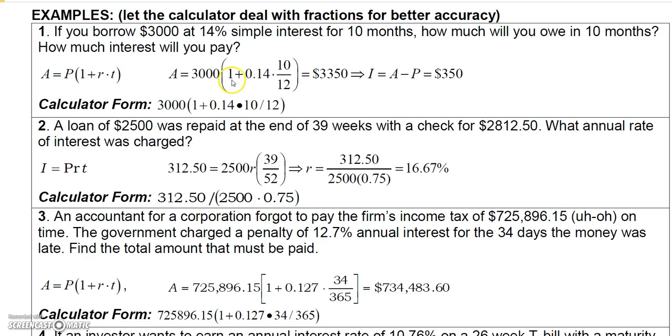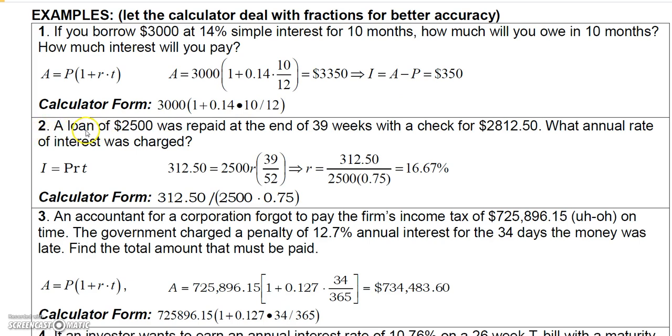All right, so now you want to put this in the calculator just like I've got it written here, and then just hit enter, and it's going to give you that the amount is $3,350. Now, to answer the second question, how much of that is interest, you just take the amount, $3,350, subtract off the principal, which is the 3,000, and so $3,350 minus 3,000 gives you $350 for the interest. And so that's all you do there.